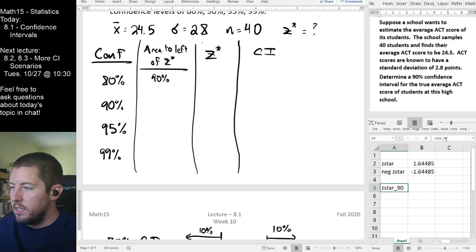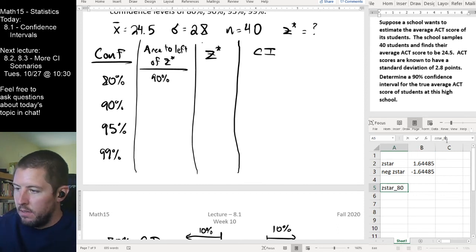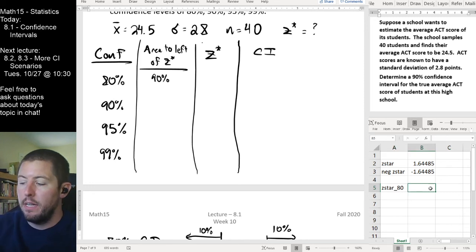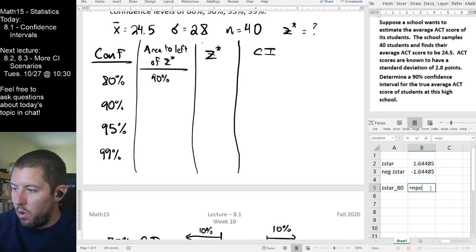Very importantly, Z star 80, and that's because the middle 80%, the upper bound of that has 90% to the left of it. So I'm going to do equals norm.inv. What is our probability? 0.9. Our mean is 0. Our standard deviation is 1.